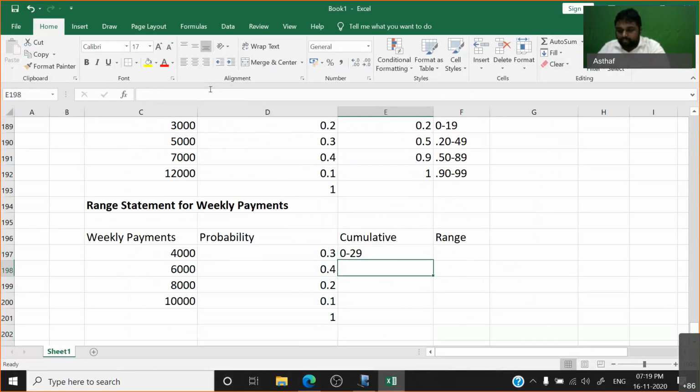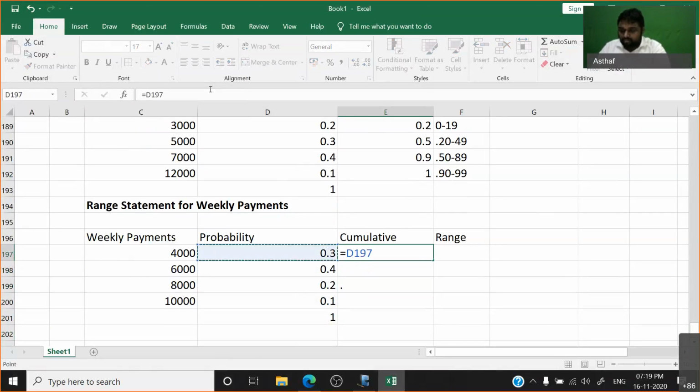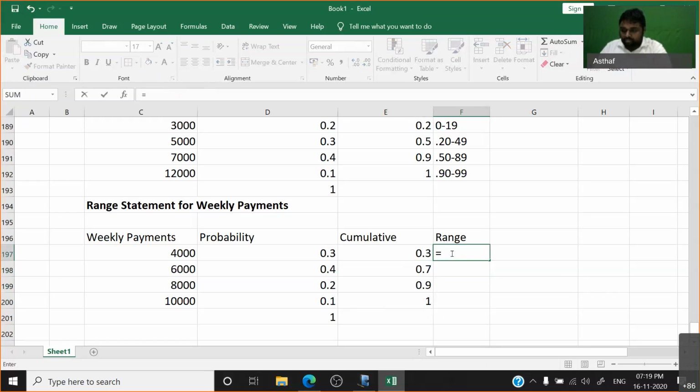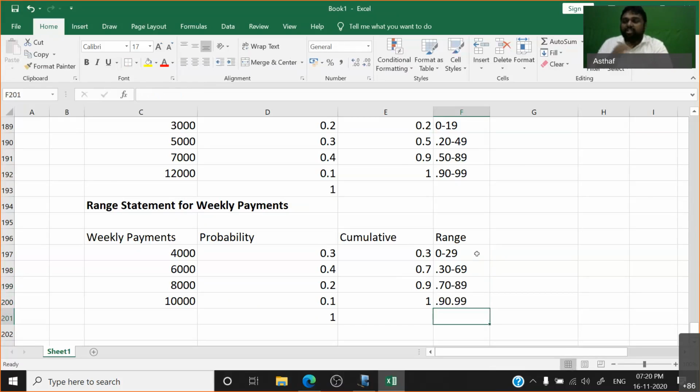0 to 29, 30 to 69, 70 to 89, 90 to 99. So what is the question?